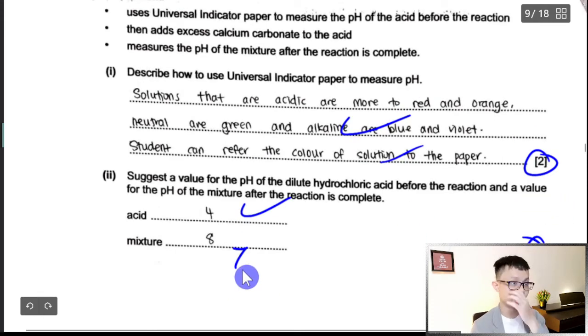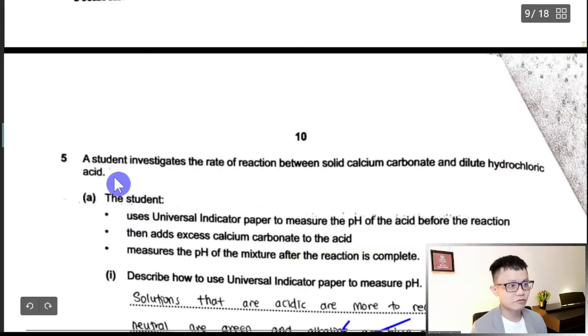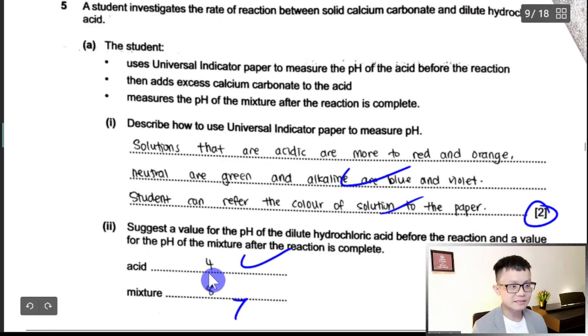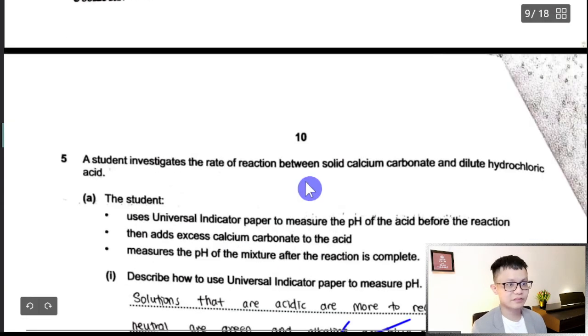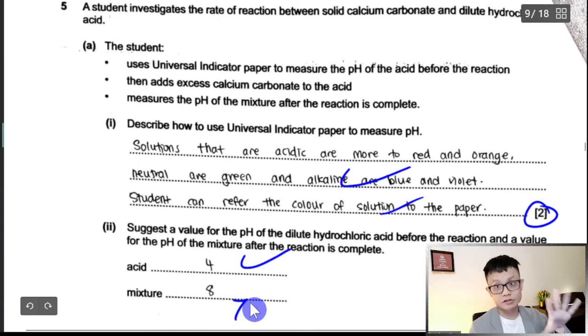So the reason is you usually want to put 7 lah. Did he say what he wants to do? The rate of reaction between calcium carbonate and dilute hydrochloric acid. Universal indicator, then add the excess calcium carbonate, measure the pH until it's complete. So the answer is 7. Usually they didn't say, but usually it's a neutralization process. So once it reaches neutral, you want to stop, then you get the proper amount of salt that you want.